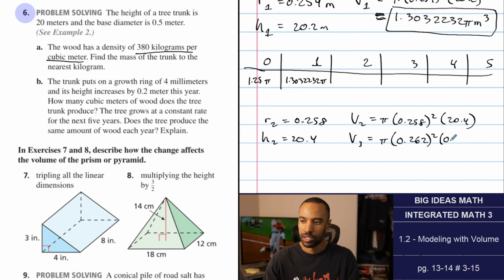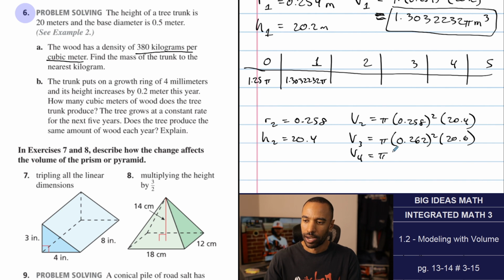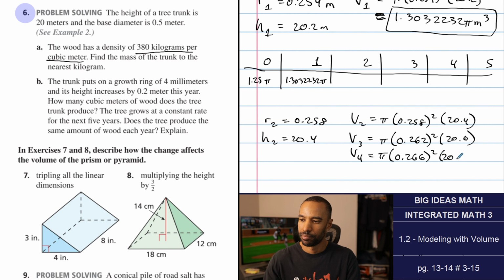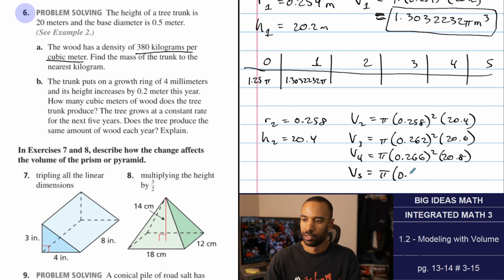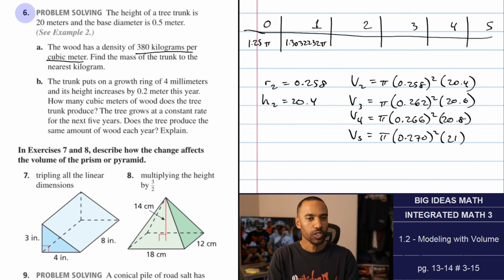262 squared times 20.6. I can't really think of a faster way to go about it, because I still got to compute these. So 266 and 20, I keep doing that. Handwritten typos, guys. 20.8 and 5, 21. Okay, so let me compute those.